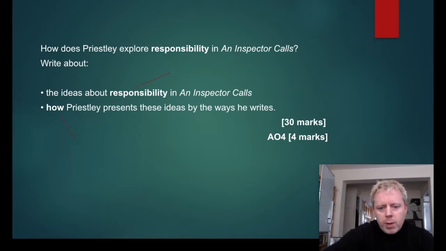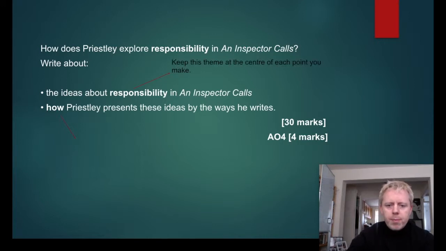So let's break the question down a little bit more. How does Priestley explore responsibility in An Inspector Calls? Write about the ideas about responsibility in An Inspector Calls and how Priestley presents these ideas by the ways he writes. So what do we mean here? The question is asking about responsibility. So keep this theme at the centre of each point you make. You should reference this point in every paragraph to ensure that you're answering the question.